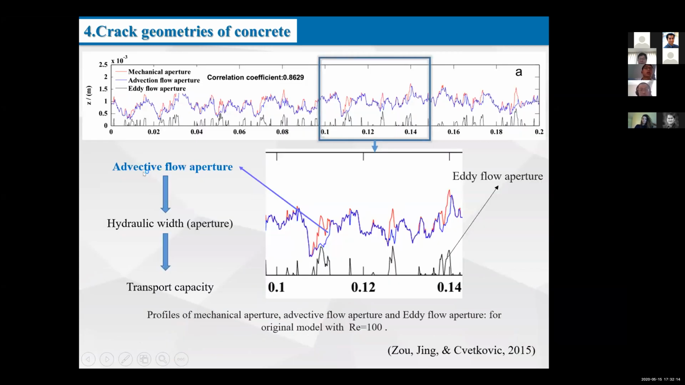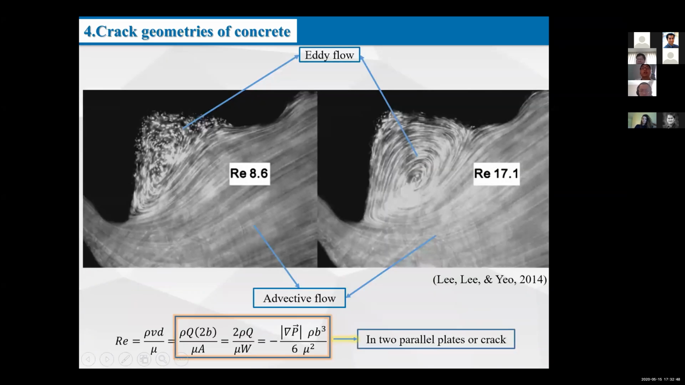It should be known that the transport capacity is only associated with the advective flow aperture, and that means while the water flows between two parallel and smooth plates, the eddy flow cannot exist in the crack.